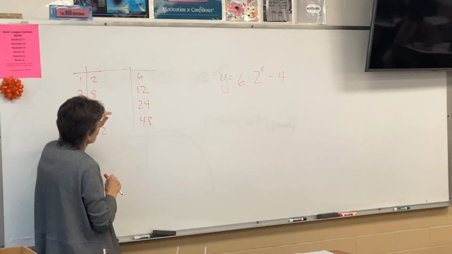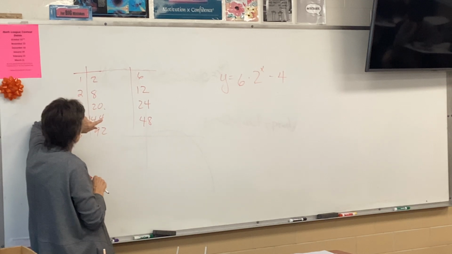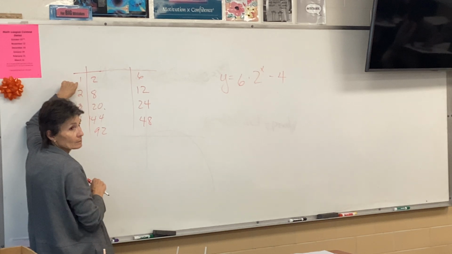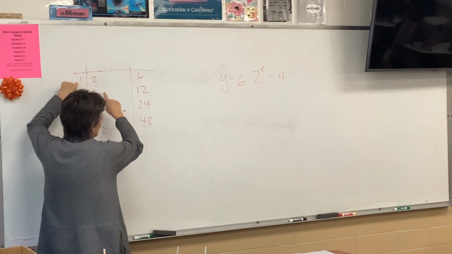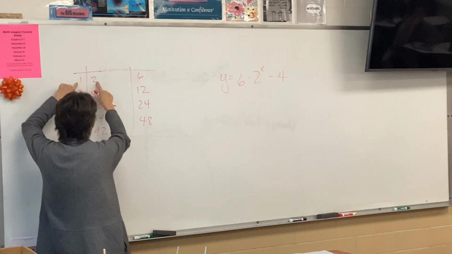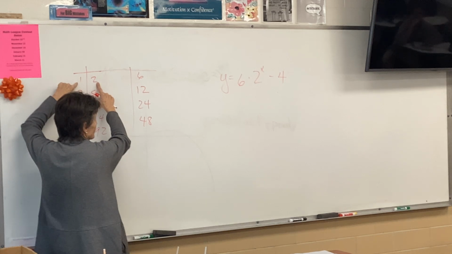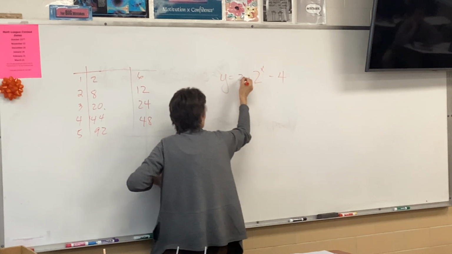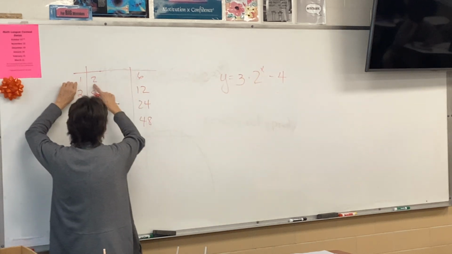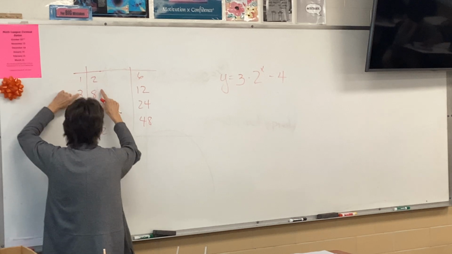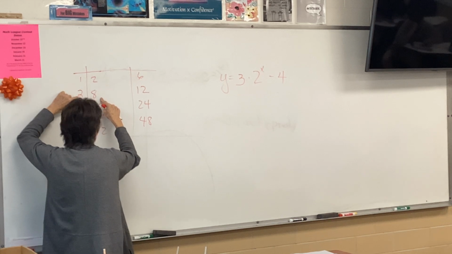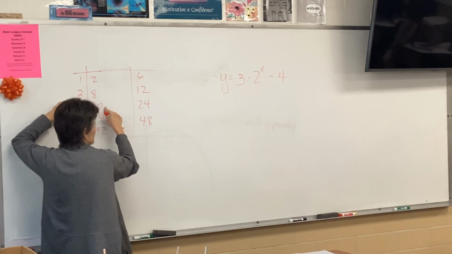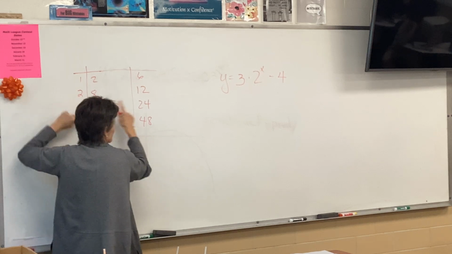All right, let's try that. 6 times 2 to the first minus 4. Does that work? Wait. I need 6 times 2 to the first minus 4 to give me 2. Does that work? Plug in 1, do you get 2? Plug in 2, do you get 8? Yep. Plug in 3. That's enough. This is our last one. Do we get 20? Yep. Okay, so I think we've got it.